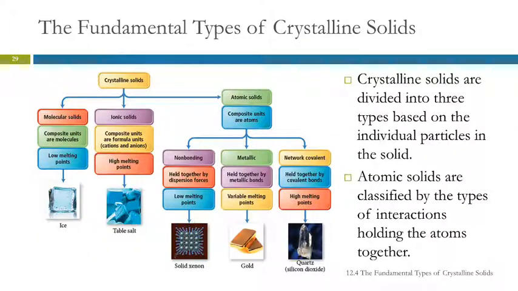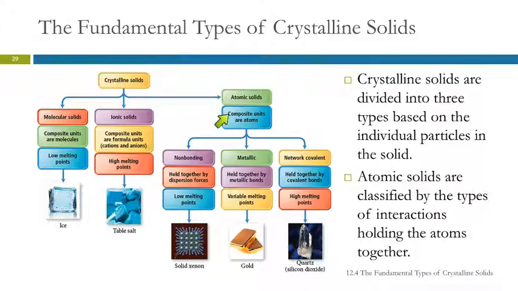I'm going to talk about different types of crystalline solids now that we've talked about different arrangements of particles in crystalline solids. The flow chart kind of breaks it down for us here. Crystalline solids can be molecular, ionic, or atomic, depending on what the particles are, whether they're molecules, ions, or atoms.